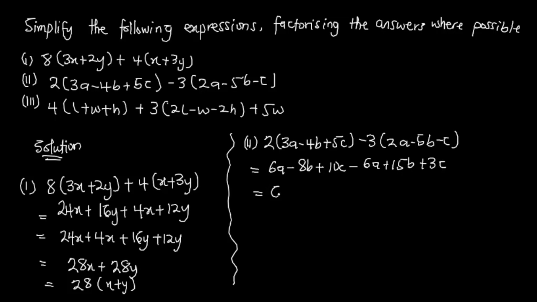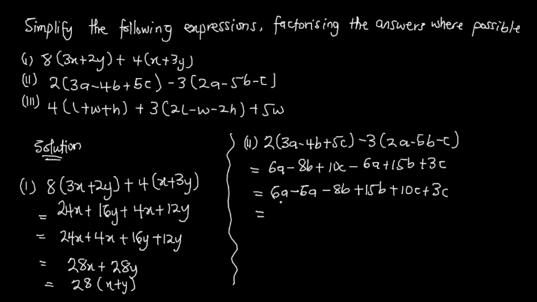So we have 6a, then we have minus 6a, that is all for a, then we have minus 8b plus 15b, then plus 10c plus 3c. It's very important to always check the signs to make sure you don't change the signs when you are rearranging or grouping like terms.